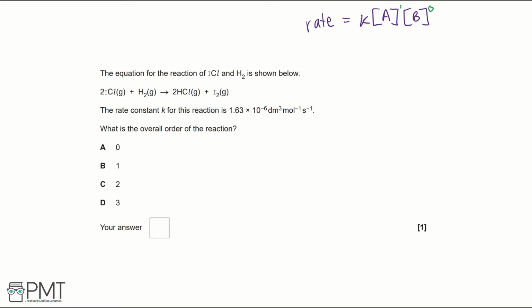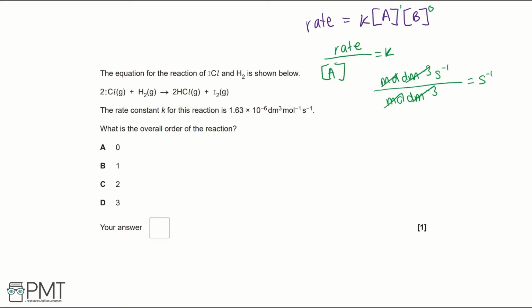So the way we do this is we do rate divided by A and then the concentration of B. But we wouldn't include the concentration of B if it was 0th order. And that's going to equal K. And we can work out the units of K to work out what our overall order of reaction is. So rate is measured in moles per decimeter cubed per second, and then concentration is moles per decimeter cubed. So if this overall reaction was first order, we could cancel out the moles per decimeter cubed and we would get a rate constant with the units of seconds to the minus 1.